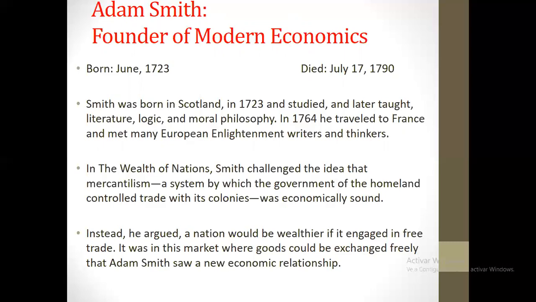Instead, he argued a nation would be wealthier, puede ser mucho más rica, if it engaged in free trade, si se encarga de sus negociaciones sin que nadie esté envuelto. It was in this market, where goods could be exchanged freely, en este tipo de mercados donde se puede intercambiar libremente, that Adam Smith saw a new economic relationship, donde Adam Smith encontró una nueva relación económica.